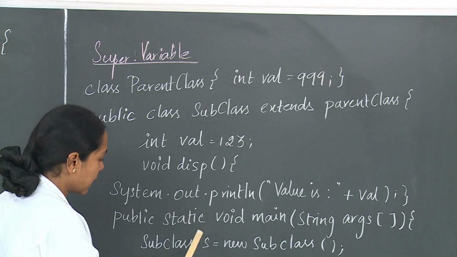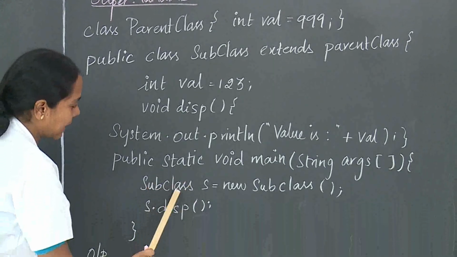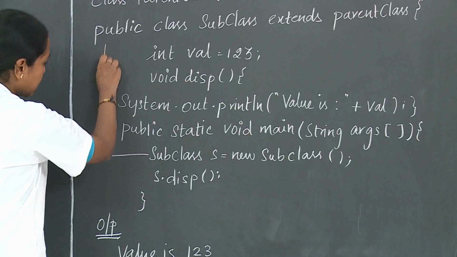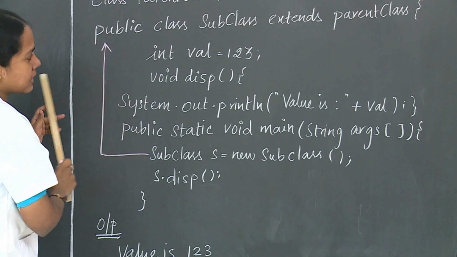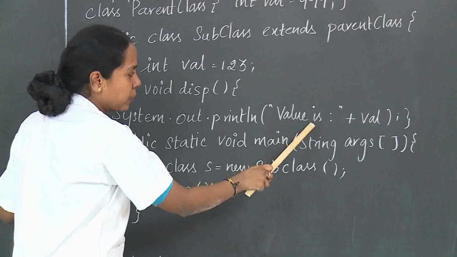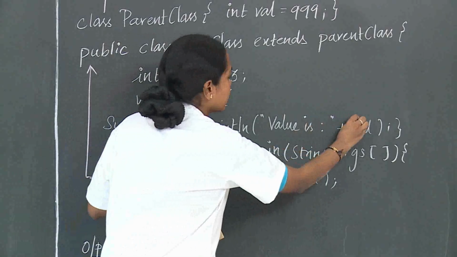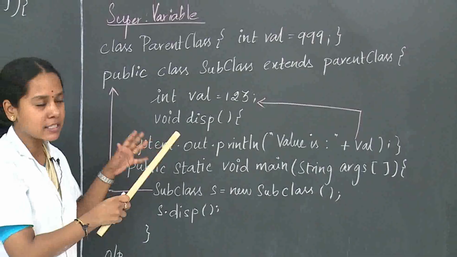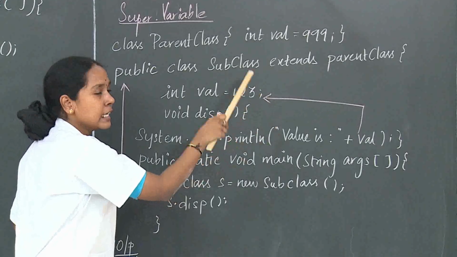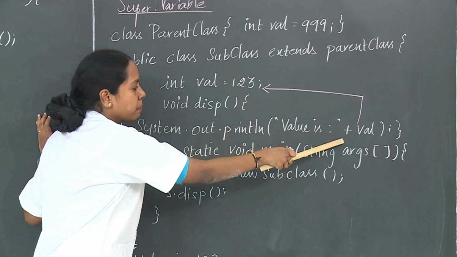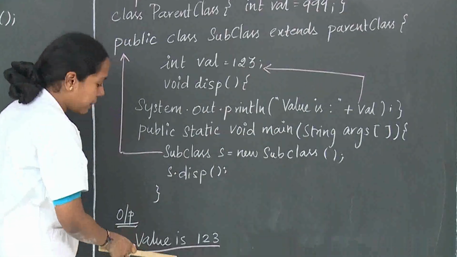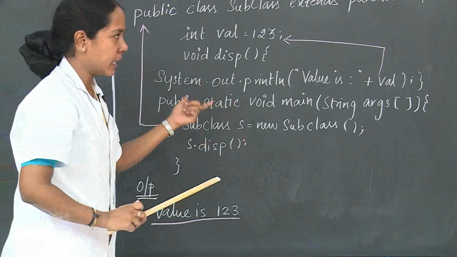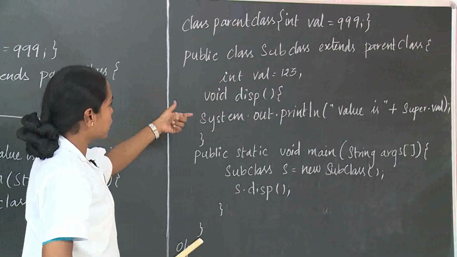While calling this, subclass s equal to new subclass, the control goes to the subclass. So it will execute the display statement, the value is, and it will call this value only, not the super class or parent class's value. It will call the value within the class. So value is 123, and that will be printed. This is the output without using super dot variable name. Here is the example for the super keyword.